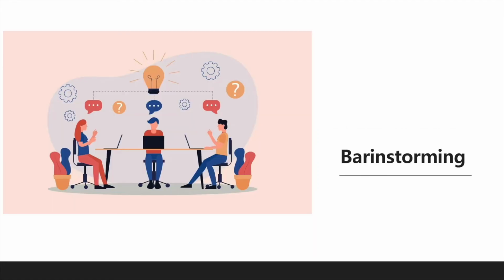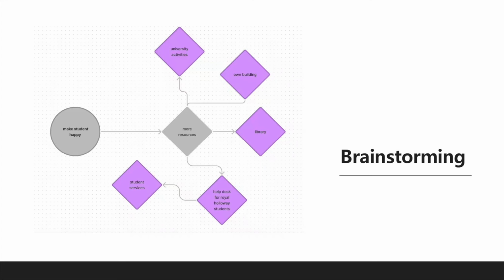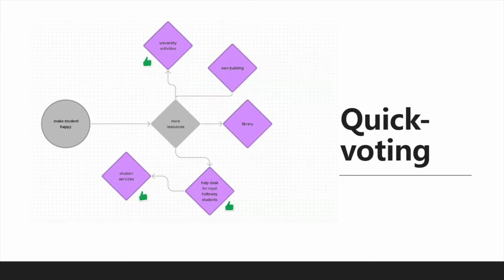Next, I choose brainstorming and extend ideas based on the question. For example, university events, building, library, Royal Holloway, student help desk, and student service. Next, I choose quick voting, as I thought it would be the quickest way to filter out the useful ones. And as we can see, we chose university activities, help desk for Royal Holloway students, and student service.